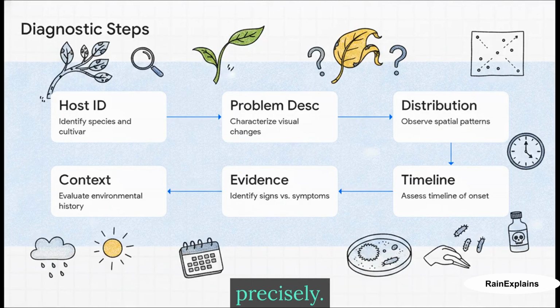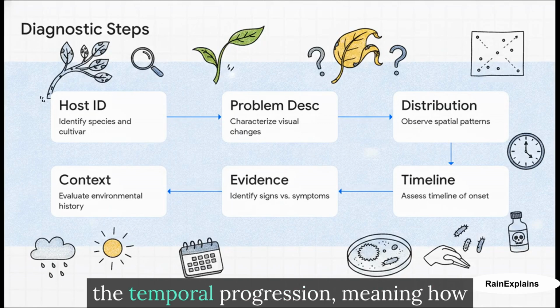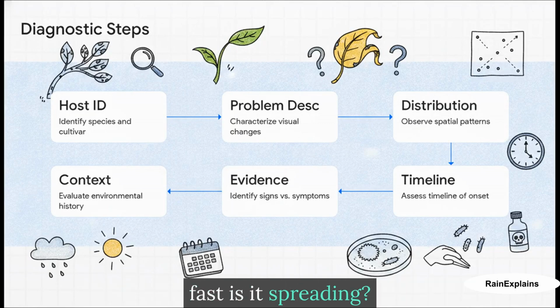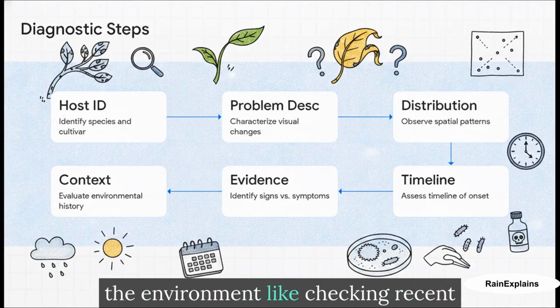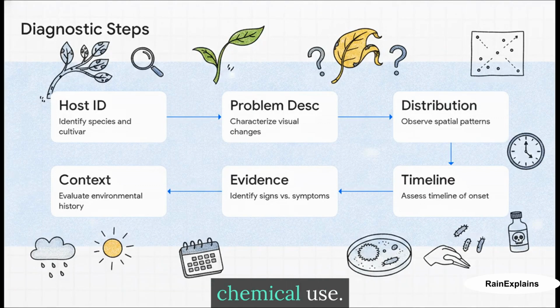Then you describe the problem precisely. Is it on the new growth or the old growth? You analyze the spatial distribution and the temporal progression, meaning how fast is it spreading? Finally, you collect your physical evidence and do a contextual review of the environment, like checking recent weather patterns or looking into recent chemical use.